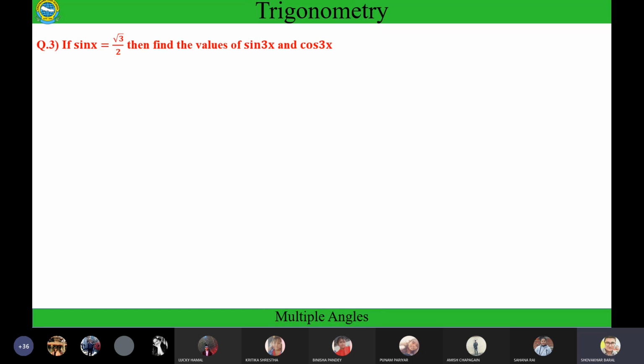Earlier, we found the value of multiple angles of the ratio 2, or the two multiples of trigonometric ratios. The angle was multiplied with 2 in the earlier questions. Now it is multiplied with 3 in these questions. Okay, so I have got a value of sine x here. Sine x is already there, and I am asked to find the value of sine 3x.